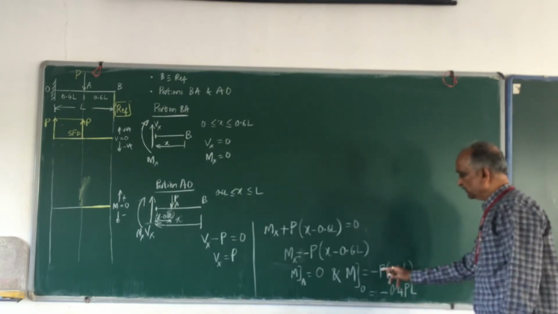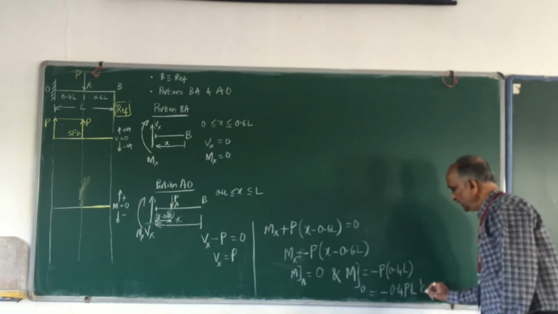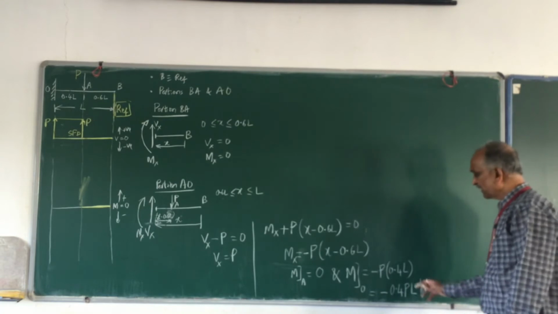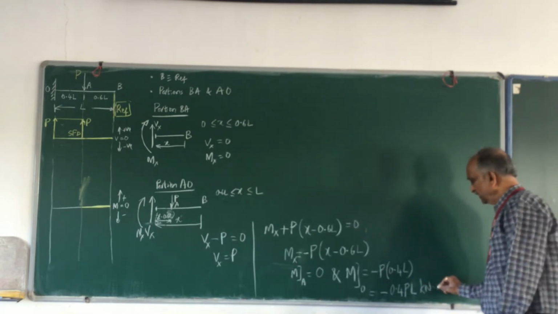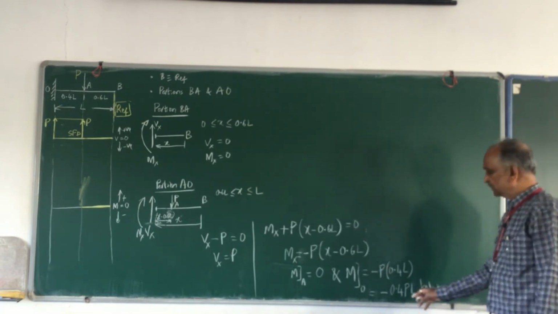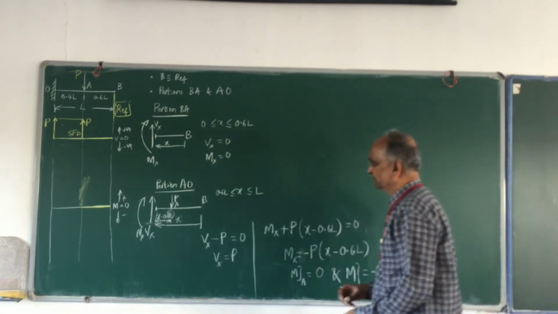What is the unit of P? In general, usually it is kilonewton, and L is in meters. So, kilonewton meter: minus 0.4 PL. Can we quickly draw it?